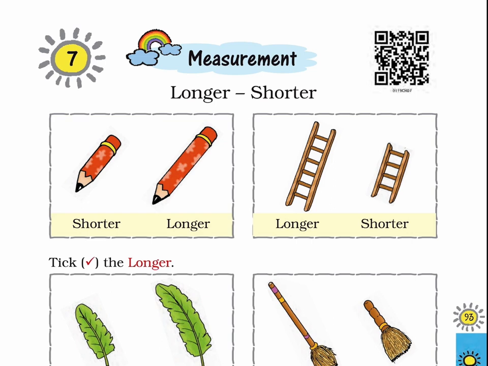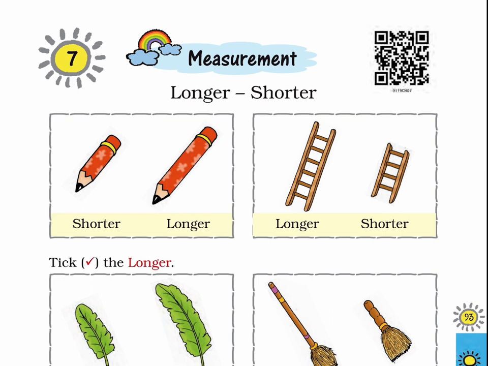Part 1, Solved Example. Picture 1 shows 2 pencils. Pencil 1 is short. Pencil 2 is longer than pencil 1. The word shorter is written below pencil 1 and longer is written below pencil 2.